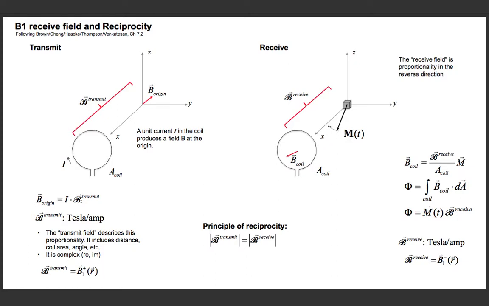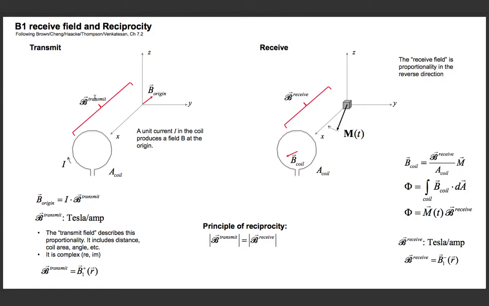And the way you should think about this is really just a sense of proportionality between the unit current I and that field that it produces at this distance away. So this beta transmit is just a scaling factor. And if you look at its units, it's not Tesla. It's Tesla per amp, which makes sense if you look at this equation here.